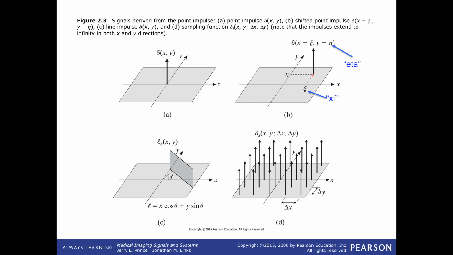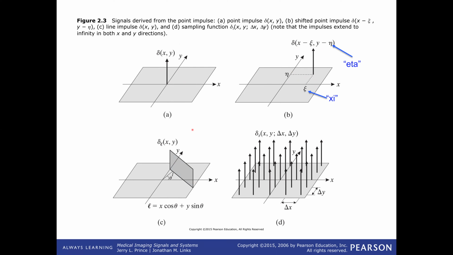Let's say that point is eta psi. And so when x is equal to psi, then the spike will occur in the x direction. When y is equal to eta, it occurs in the eta direction. So you've moved that thing off to some other point than 0, 0.